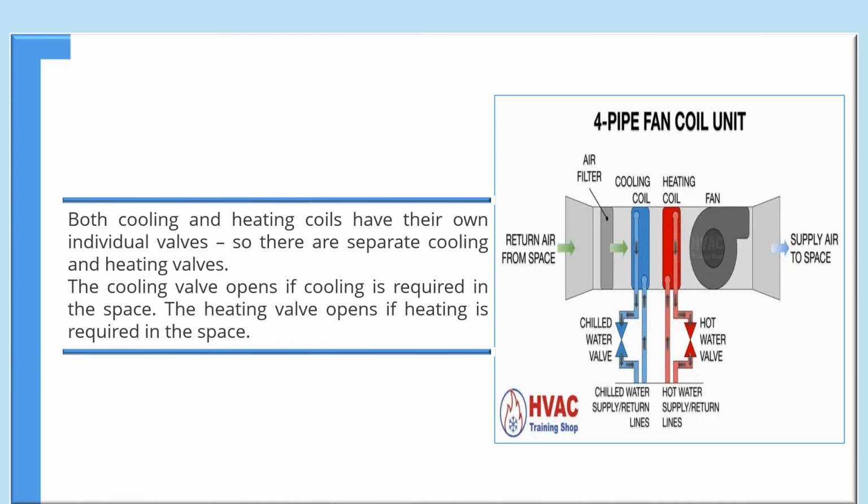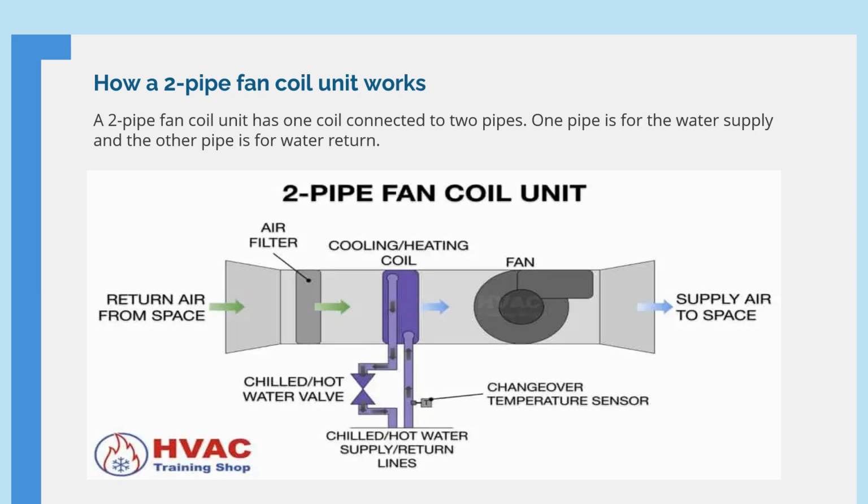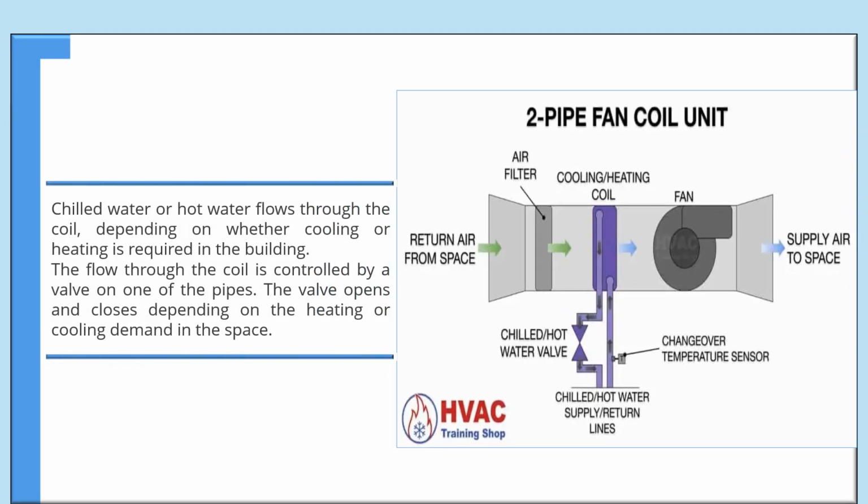Next is a 2-pipe fan-coil unit, and here we talk about how it works. A 2-pipe fan-coil unit has one coil connected to two pipes. One pipe is for the water supply and the other is for water return. Chilled water or hot water flows through the coil depending on whether cooling or heating is required in the building. The flow through the coil is controlled by a valve on one of the pipes. The valve opens and closes depending on the heating or cooling demand in the space.